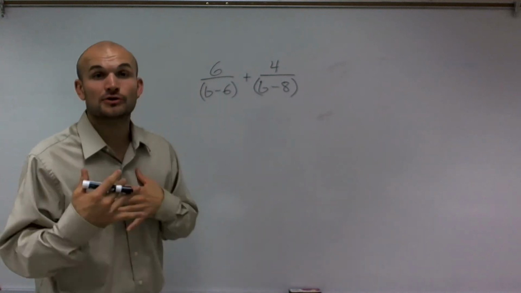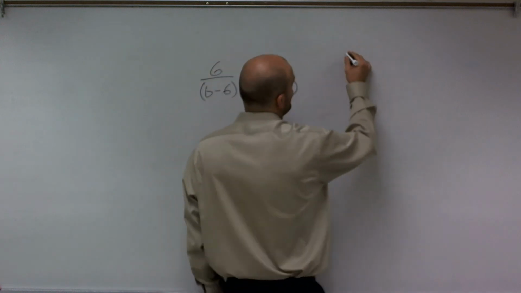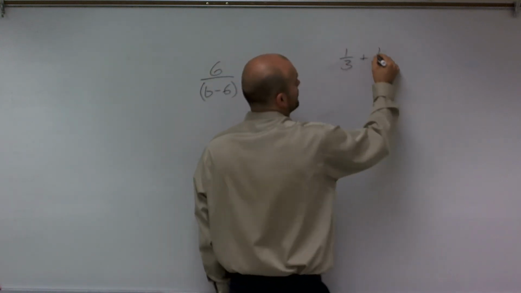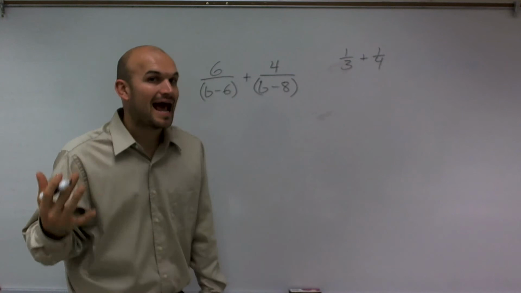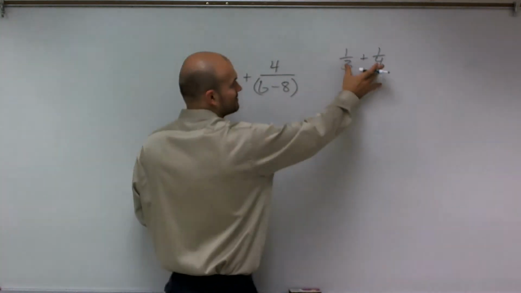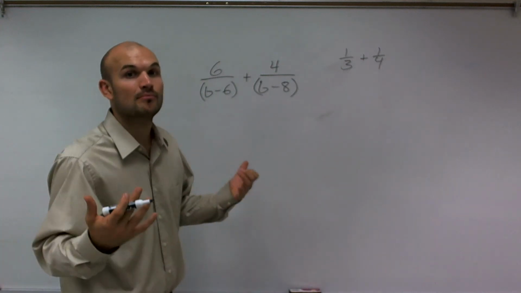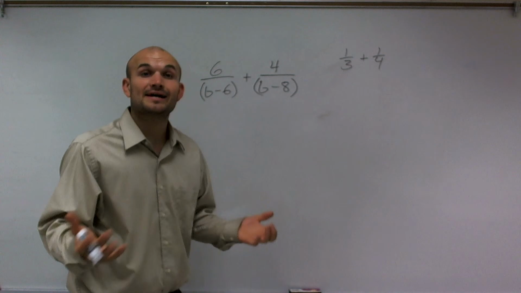So, ladies and gentlemen, I'm going to do a quick little review on how to add fractions. Remember, if I have 1/3 plus 1/4, right? We cannot add that to get 1/7. We have to make sure we have common denominators. So we look at the 3 and the 4 and we say, what's the least common multiple of 3 and 4? And the answer is 12.